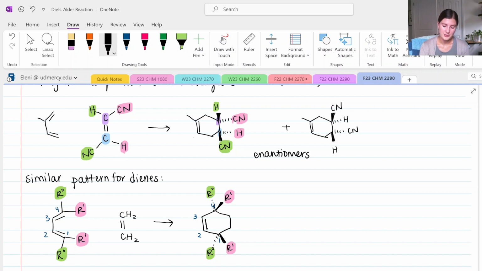And then the enantiomer, of course, is also another possible product. Once you find one of the products, you can produce the enantiomer by switching the wedges and dashes. So now R prime is on a dash and R naught is on a wedge.